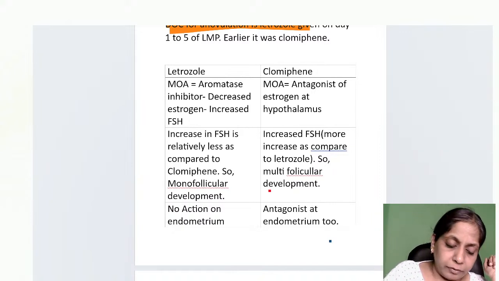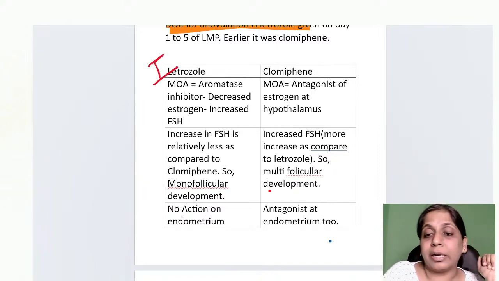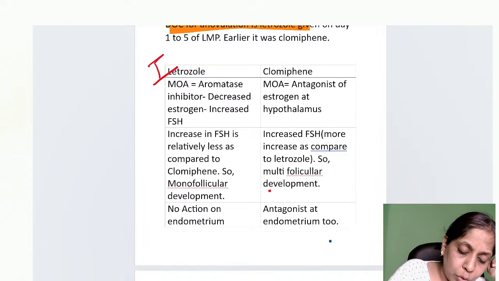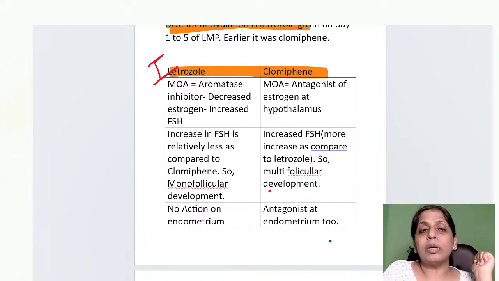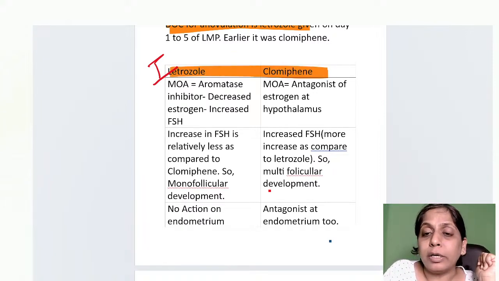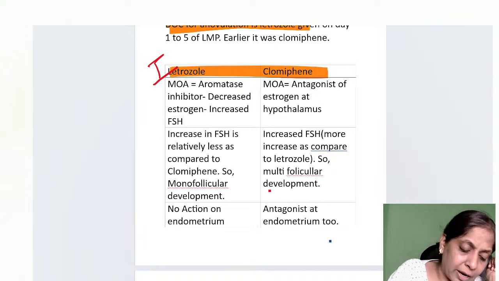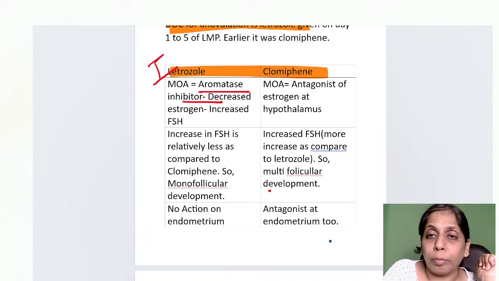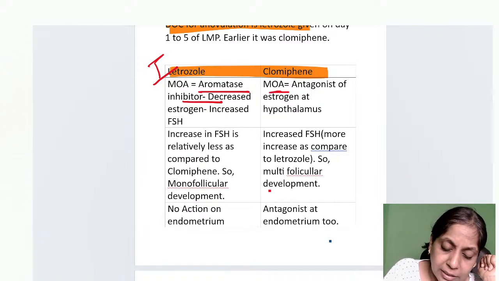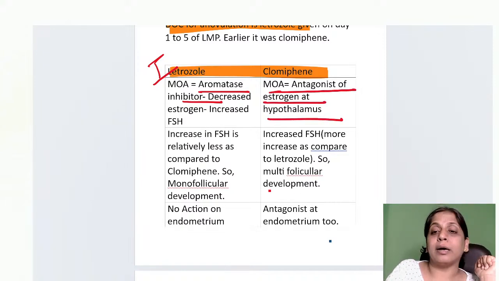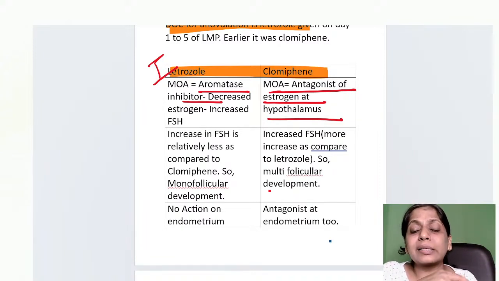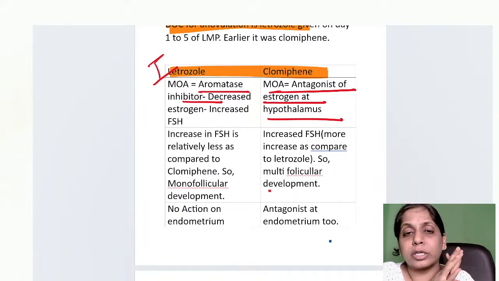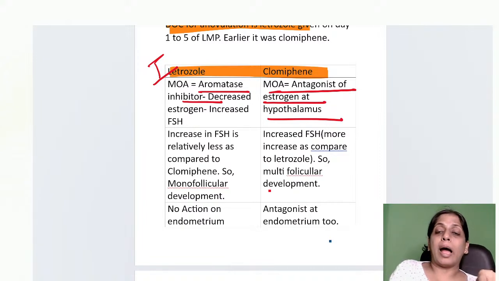So this is one of the important drugs which are asked in your exam. Letrozole and clomiphene. In letrozole, the mechanism of action is aromatase inhibitor, and in clomiphene, the mechanism of action is antagonist of estrogen at the hypothalamus.